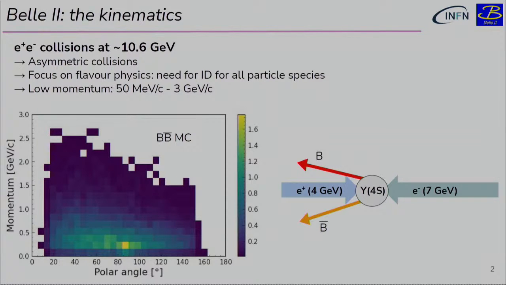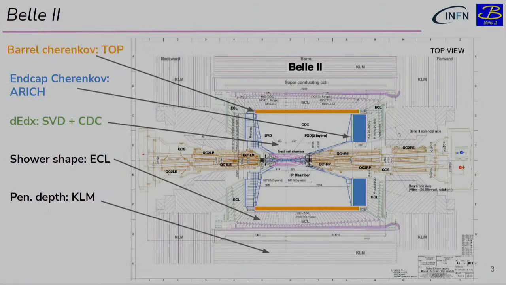The main feature is that the collision is asymmetric, slightly asymmetric. Meaning that your kinematics will be slightly asymmetric, as you can see from here, where you have higher momenta in the forward direction, which is the direction in which the boost is pointing, and lower momenta in the backward direction. And also, this will mean that the detector itself is slightly asymmetric, not completely like LHCb, but not even fully symmetric.